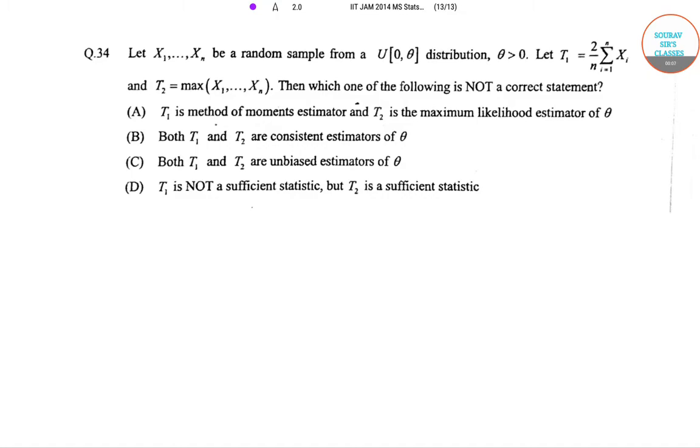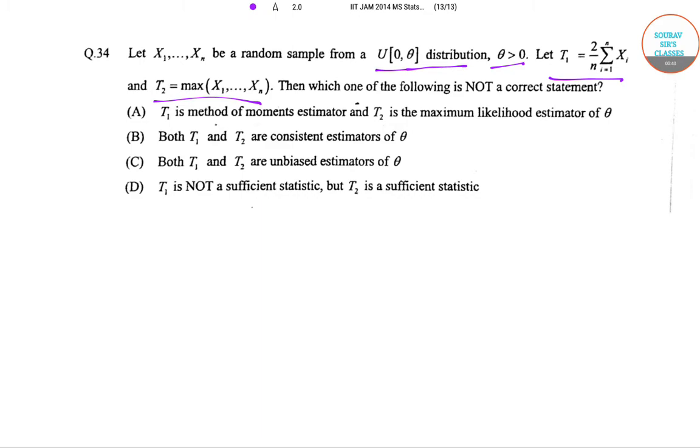The first question is, let x1 up to xn be a random sample from a uniform 0, theta distribution such that theta greater than 0. Let T1 is equal to 2 by n summation xi and T2 is equal to maximum of x1 to xn. Then which of the following is not a correct statement? Option A, T1 is method of moments estimator and T2 is a maximum likelihood estimator of theta.